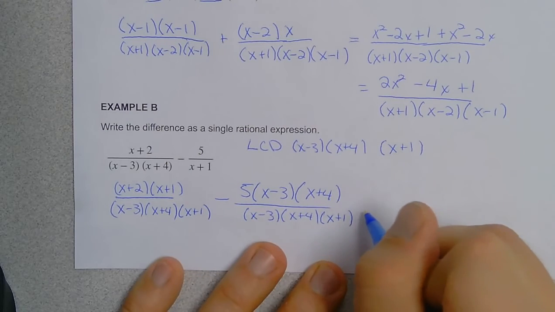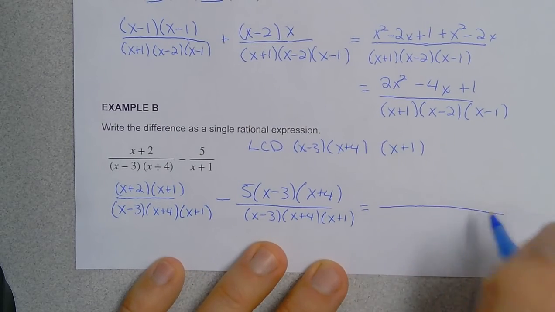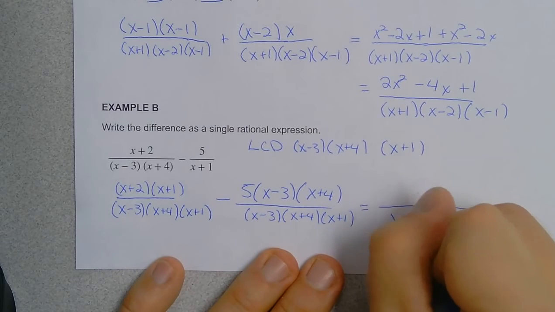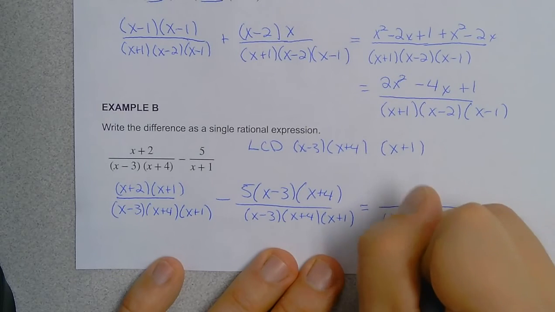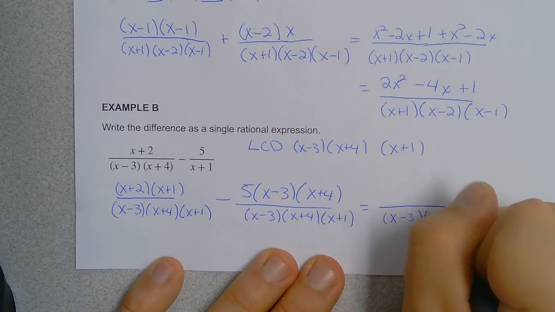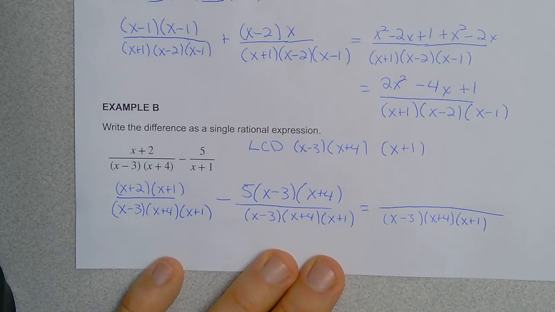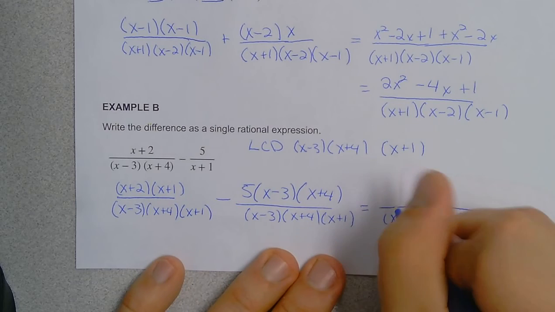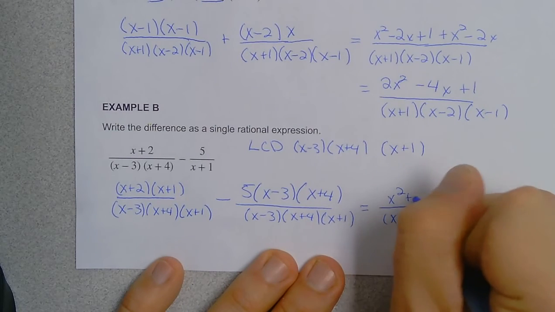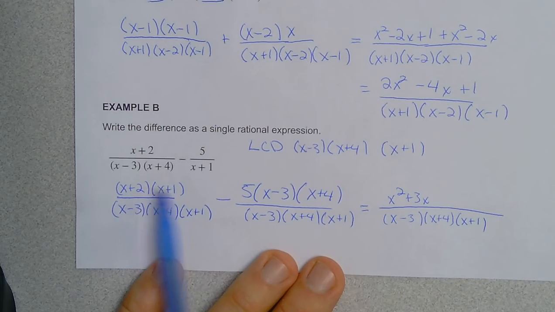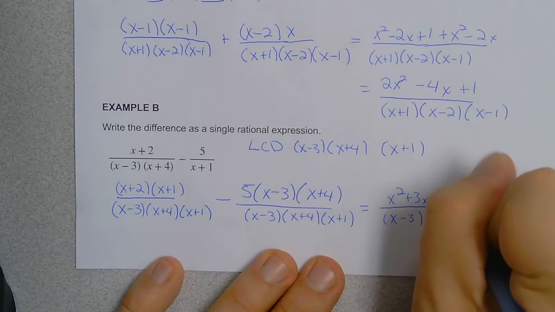So my denominator here is going to equal x minus 3 times x plus 4 times x plus 1. And now I'm going to expand. So x squared plus 1x plus 2x. So we have x squared plus 3x. And then plus 2 times 1, so plus 2.